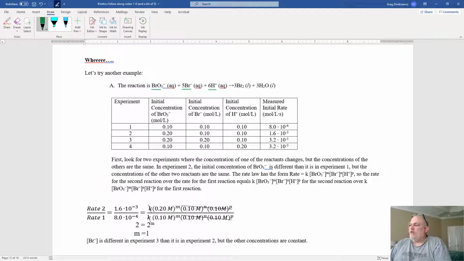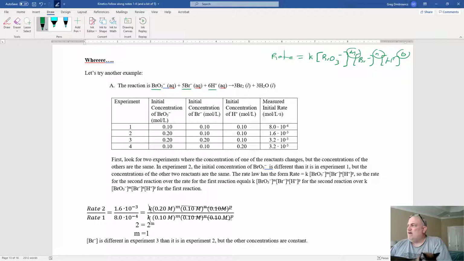But what we're doing always, whenever we want to figure out the order of one of these things, and let me just put this over here in the top corner, is this: this is the rate law that we are trying to work out. We want to have rate is equal to K times BrO3 minus raised to the M, times Br minus raised to the N, all times H plus raised to the O. So we're looking for these three variables right here. Those are the important ones.